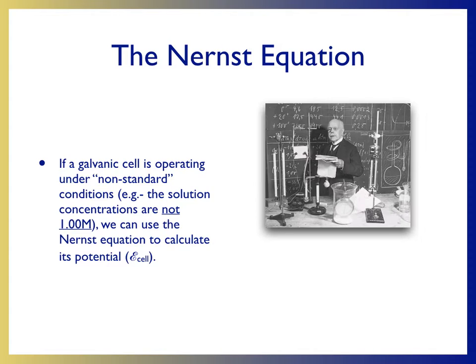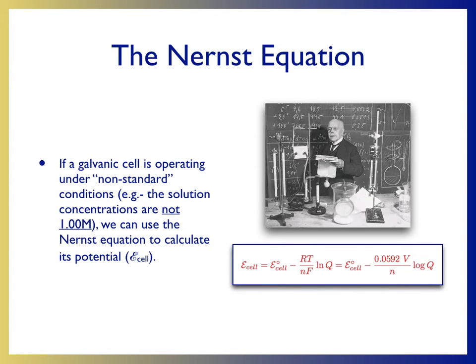We can use the relationship between delta G and E cell to come up with an equation that relates a non-standard cell potential to the standard cell potential. This equation is now referred to as the Nernst equation.